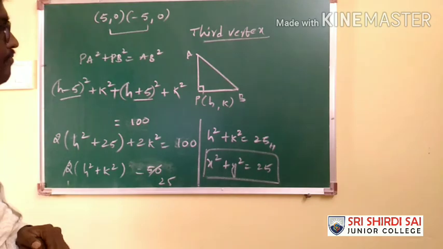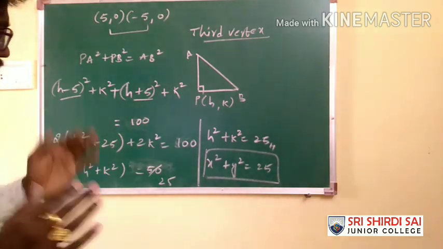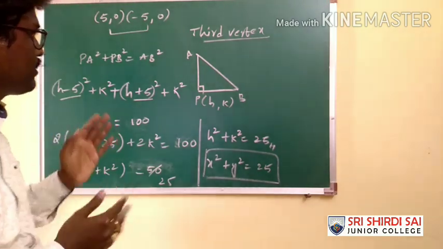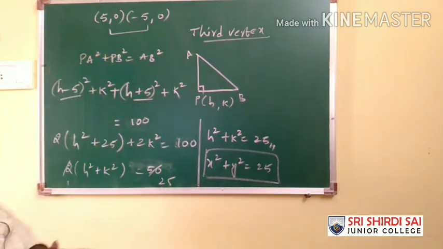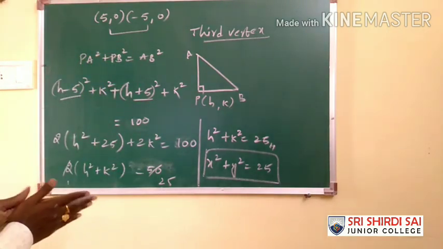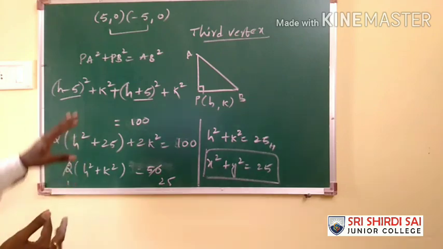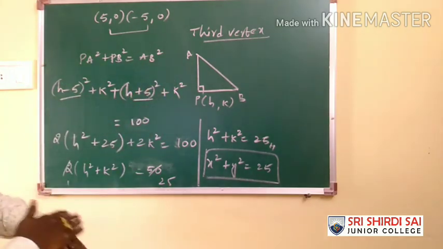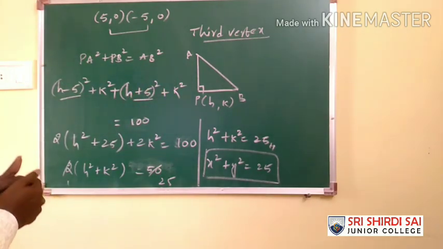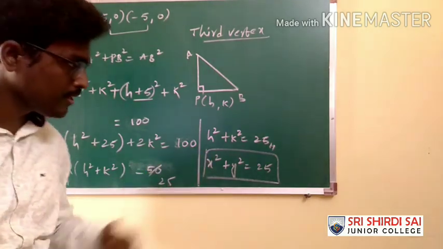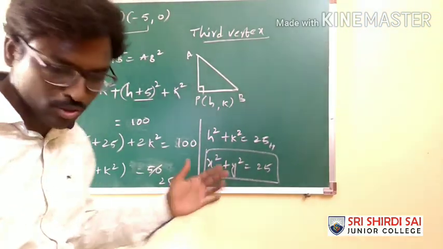What did I count here? A simple calculation mistake, that here PA square plus PB square is equal to AB square. So the left-hand side is going to be something like this, and the right-hand side is 100, and simplifying we get the final equation as x square plus y square is equal to 25.